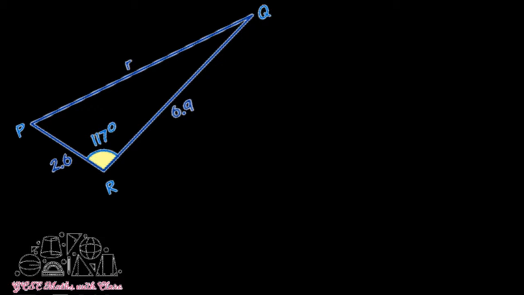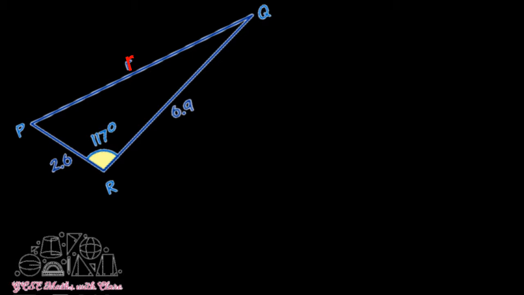Looking at this example, I know I need to use the cosine rule because it's not a right angle triangle and I don't have a pair anywhere. I have side, angle, side. So that means I need to use the cosine rule. In this case, we're looking for r, which is opposite angle r, 117.